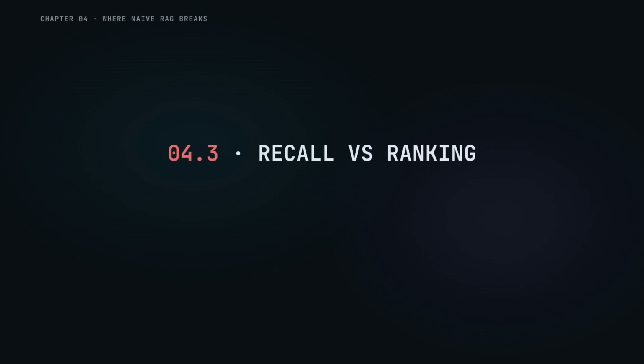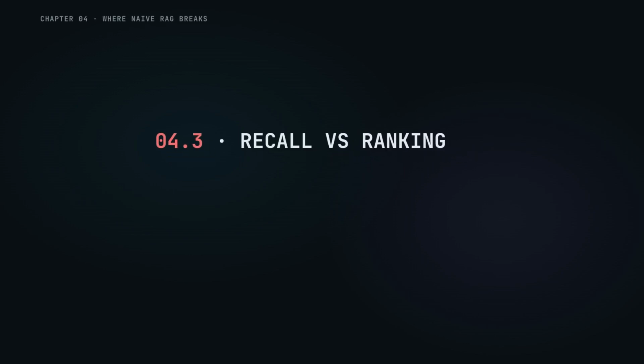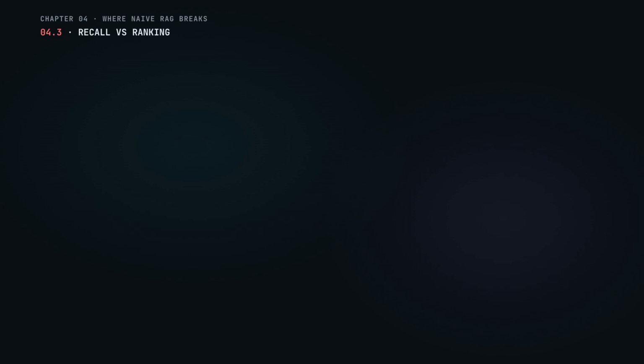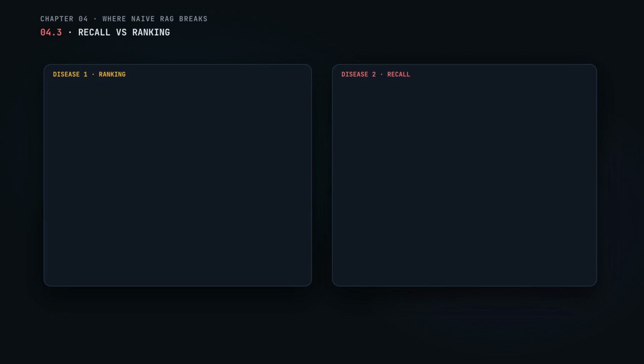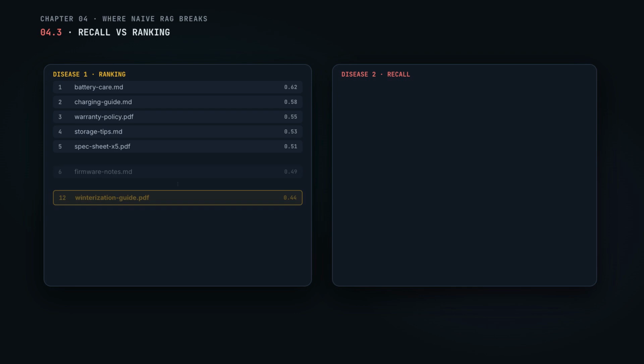Section 4.3. Recall versus ranking. When retrieval misses, it misses in two very different ways, and confusing them wastes engineering months. So let us pull them apart. Failure 1. Ranking. The winterization guide is in the index. It is relevant, and it sits at rank 12, while your cutoff is 5. The answer was in the building. It just never got upstairs.